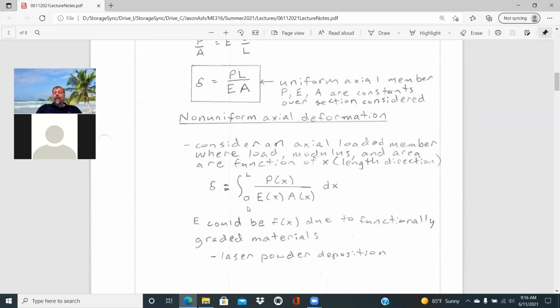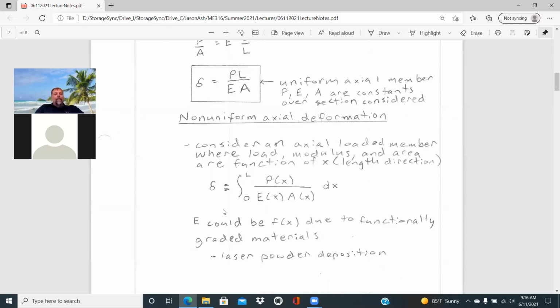And so again, E could be a function of X due to functionally graded materials with laser powder deposition. You could have that axial member start with aluminum on one end, transition to an aluminum titanium mixture, and then be titanium all the way at the other end. So you have the power to really adjust the Young's modulus as a function of position.